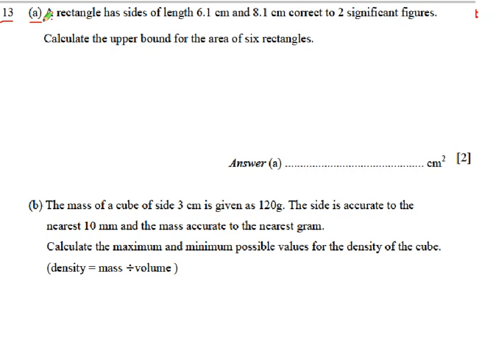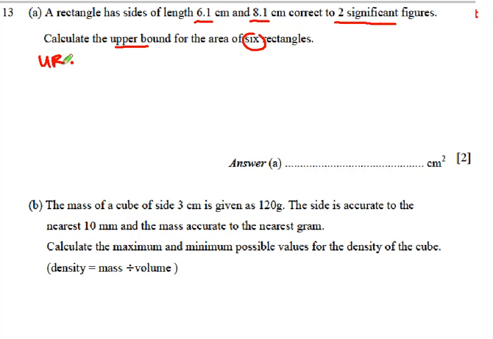Question 13a. A rectangle has sides of length 6.1 cm and 8.1 cm, correct to two significant figures. Calculate the upper bound of the area of the rectangle.